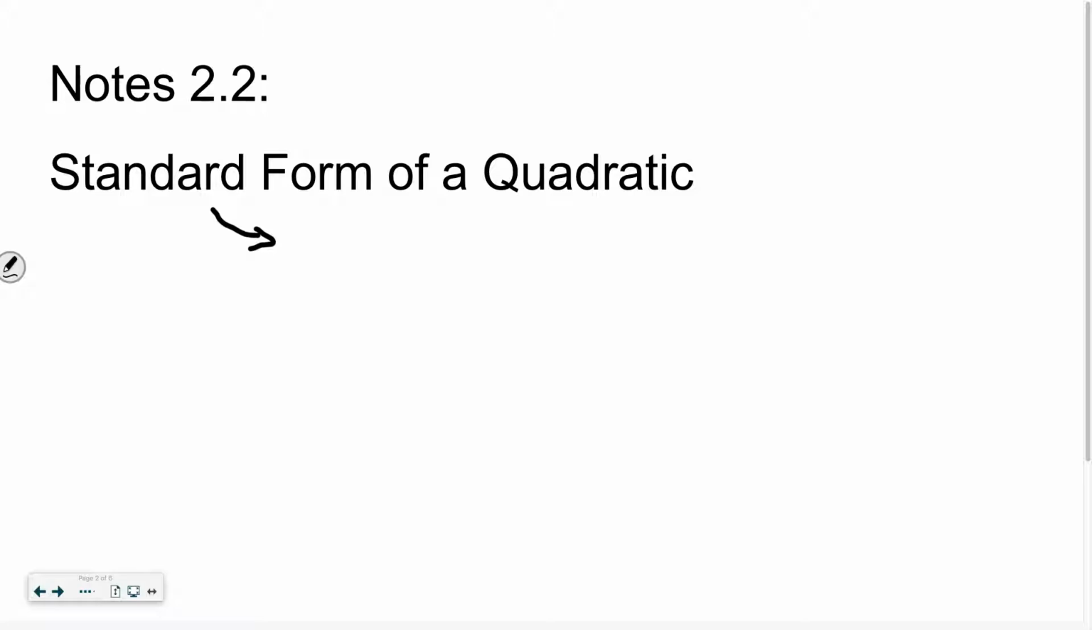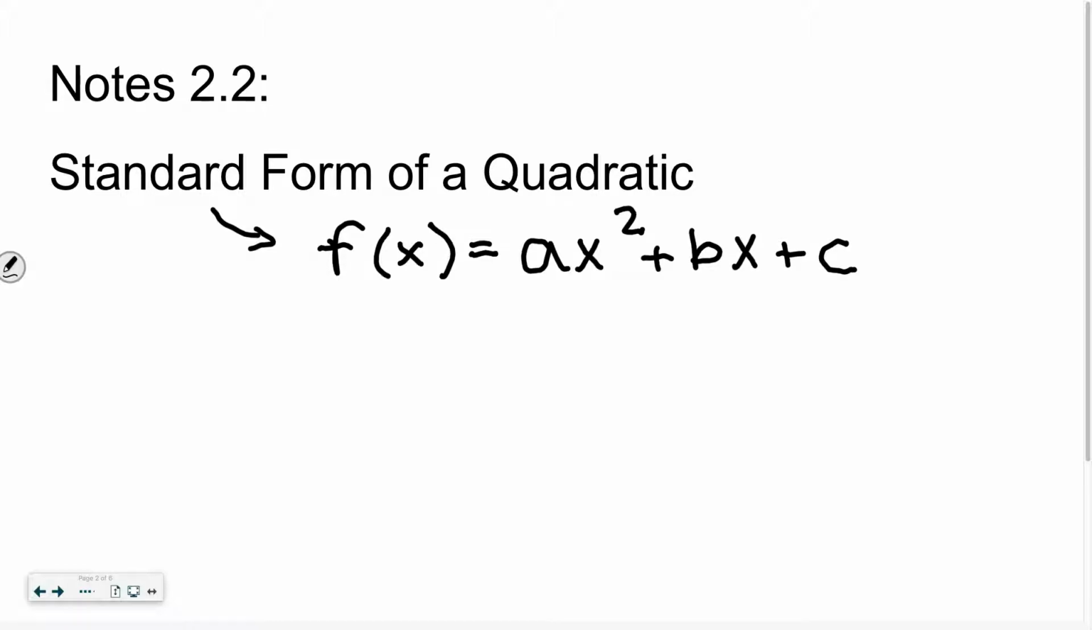Okay, here's what standard form looks like, and you probably have seen this before in Algebra 1. I'll do function notation. F of x, or y, equals ax squared plus bx plus c. Does that look familiar? Maybe? No? Okay, so we're coming from different places.